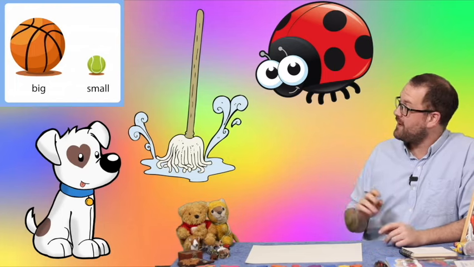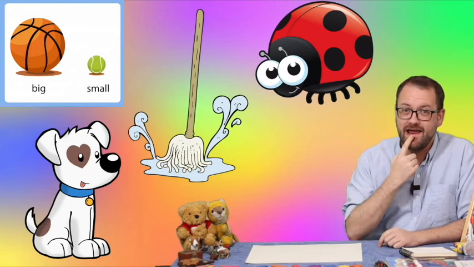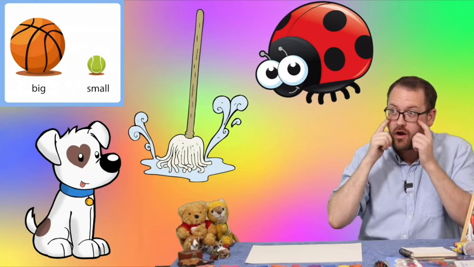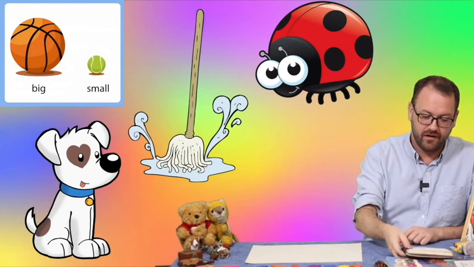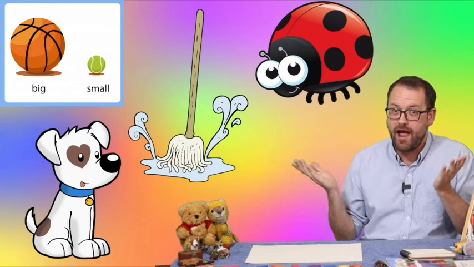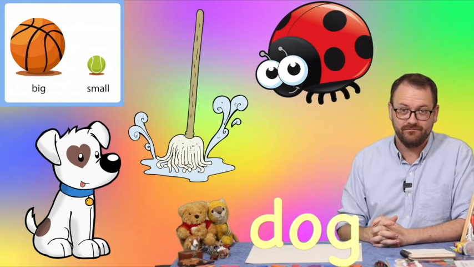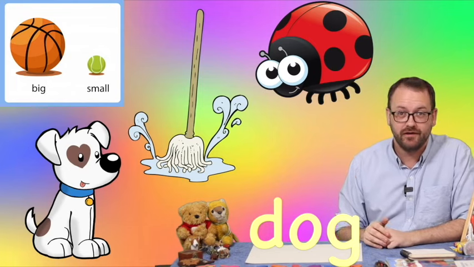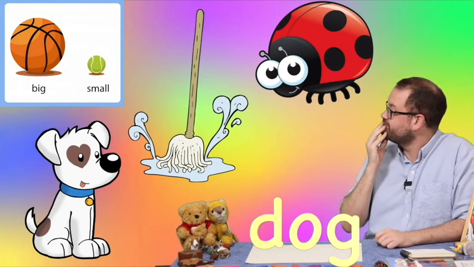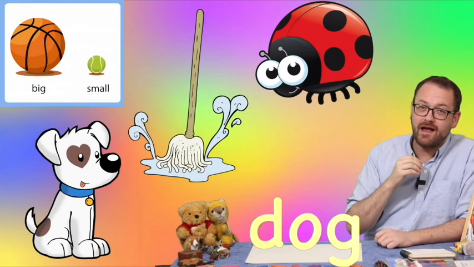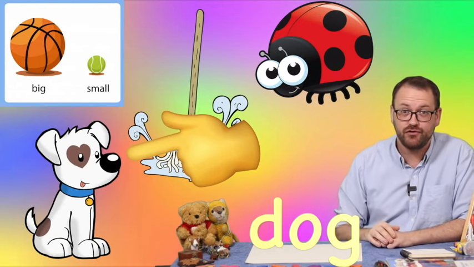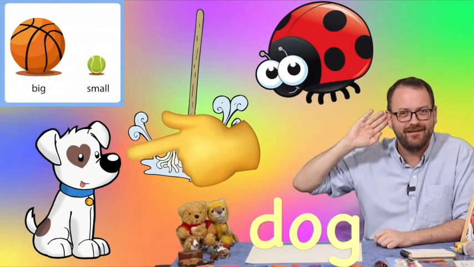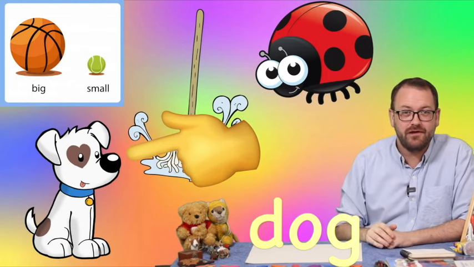Now, have a look at the pictures. I will say a word and you can look for it and point. Okay? All right. Now, where is the dog? Where is the dog? Let's have a look. There's the dog. Can you say dog? Very, very good. Well done.